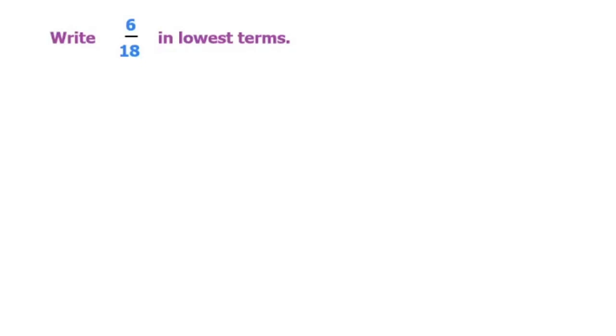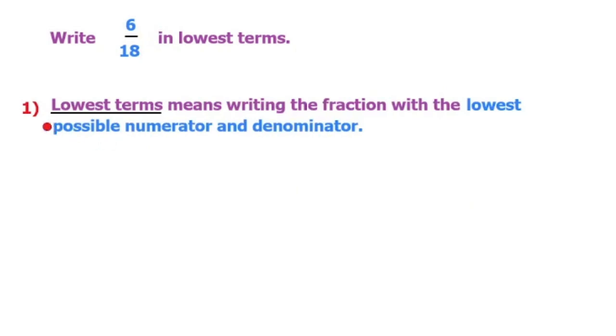In this video, we're going to learn how to write a fraction into its lowest terms. So if we have a problem like this that says write 6/18, so 6 over 18 in lowest terms. So what does that even mean? So first step, lowest terms, means writing the fraction with the lowest possible numerator and denominator.